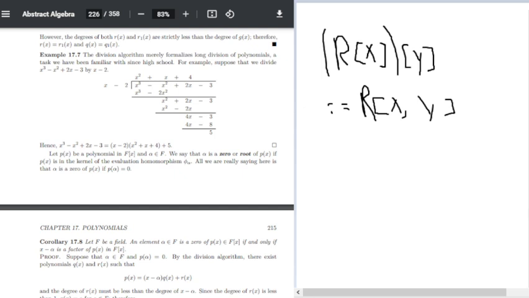Hence, x cubed minus x squared plus 2x minus 3 is equal to (x minus 2)(x squared plus x plus 4) plus 5. Let p(x) be a polynomial in F[x], and alpha in F. We say that alpha is a zero or root of p(x) if p(x) is in the kernel of the evaluation homomorphism phi of alpha. All we are really saying here is that alpha is a zero of p(x) if p(alpha) is equal to 0. Yeah, that makes sense.